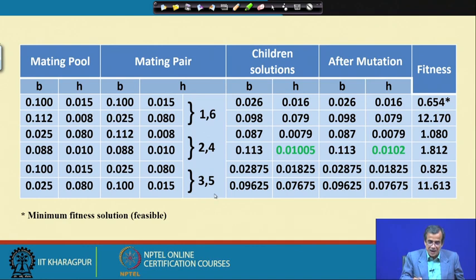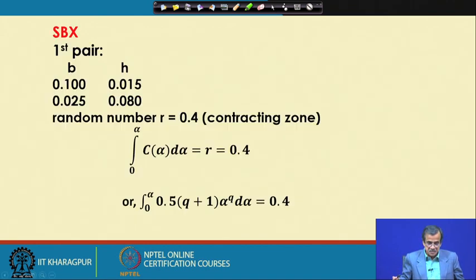Now, so till now I am here. Up to the mating pair we have got, and now I am just going to discuss how to find out the children solution, and once again I will be coming back to this particular table after some time. Now let us concentrate on this particular first mating pair.